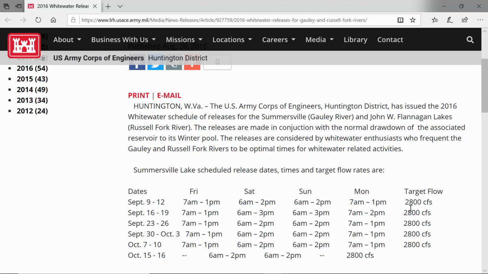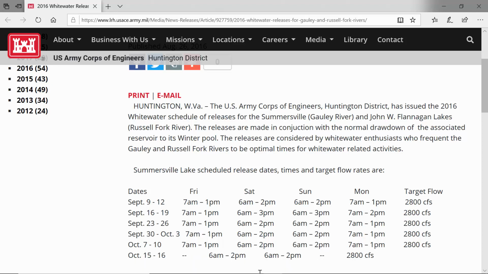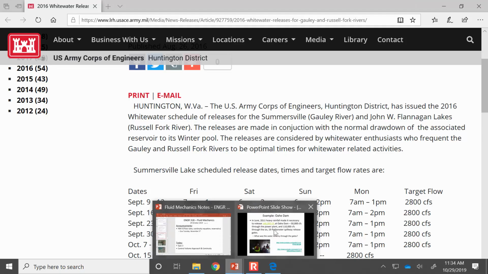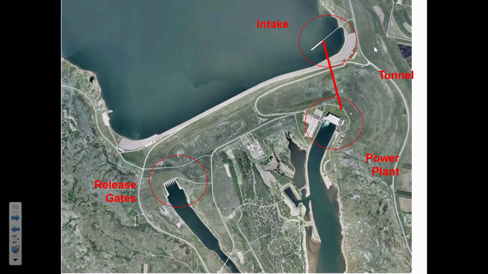To put that in perspective, we're talking about 2,800 cubic feet per second for the Gauley River at peak flow in the fall, compared to 160,000 CFS. So this is orders of magnitude larger. This is really a lot of water. The maximum capacity of flow through the power plant is only 50,000 CFS. So they were putting 50,000 CFS through the power plant and then 110,000 CFS through these release gates.